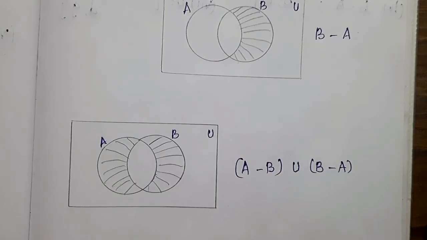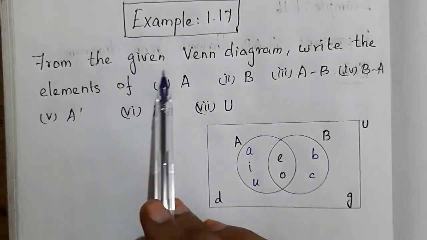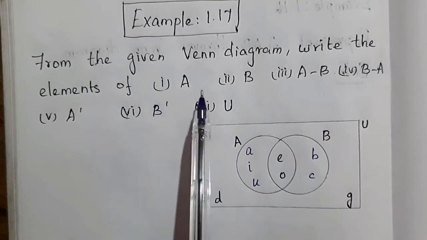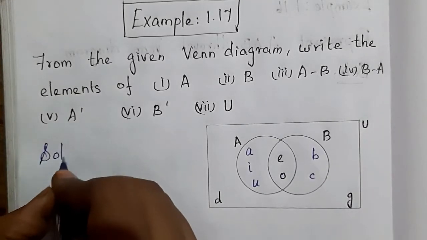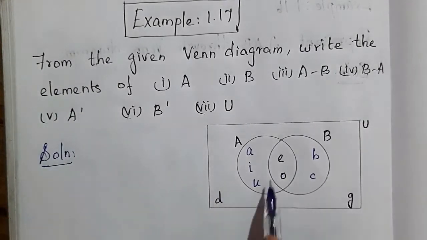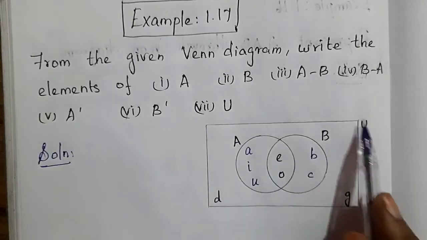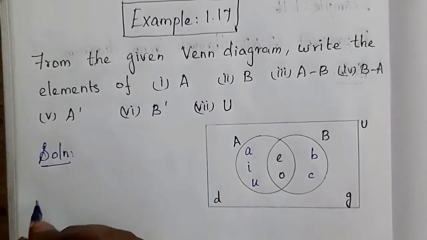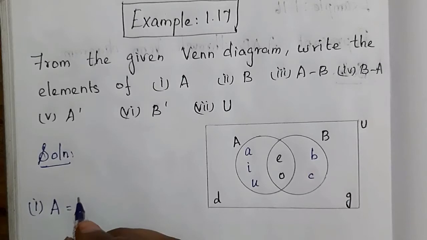Clear? Example 1.7. From the given Venn diagram, write the elements of 7 parts. We can do one by one. So in this Venn diagram, set A is given, set B is given, also the universal set. First question is write A. So we are going to write A elements.